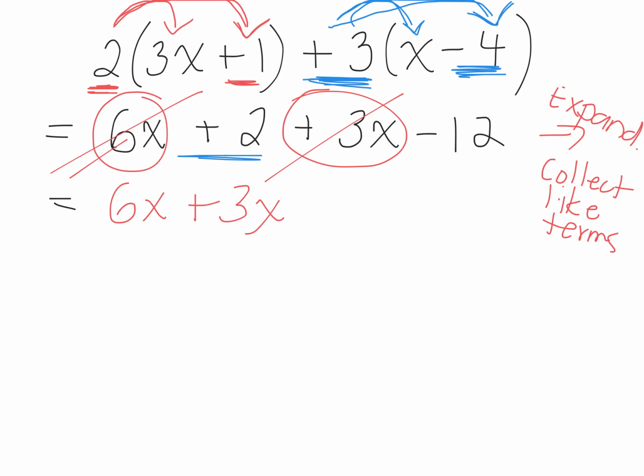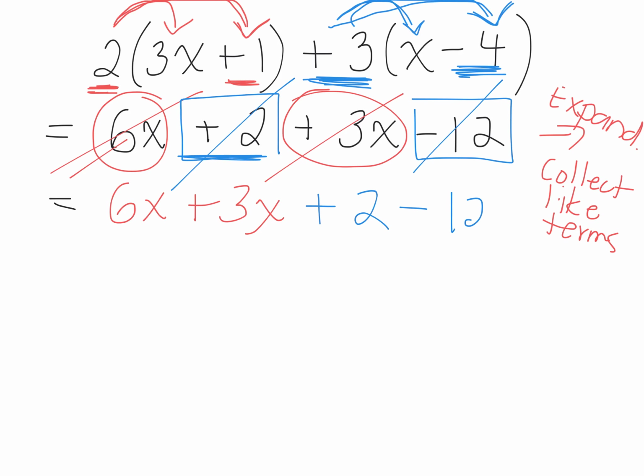And then I have a positive 2. What can be combined with positive 2? Yep. Negative 12. So all we're doing is we're collecting the like terms and rearranging it. Remember we did this Thursday? Putting them together. Now what's the last step?